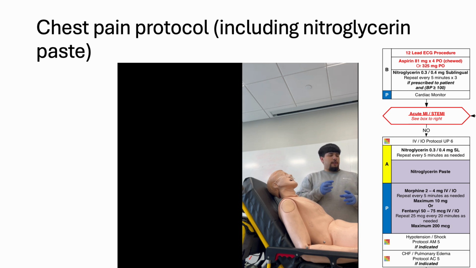So you can go the SL route, sublingually. You can also do the nitro paste. So we'll go over the sublingual route first. You want to give 0.4 milligrams. You want to make sure, of course, it's not expired. This is 0.4 for every tablet. So we would open this up. We would take one of these tablets right here.